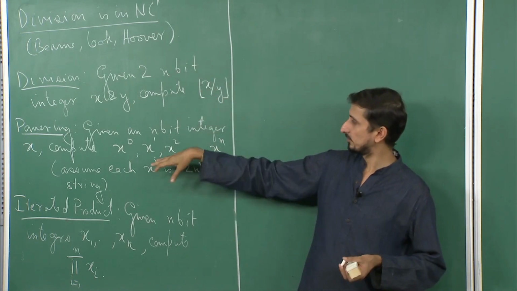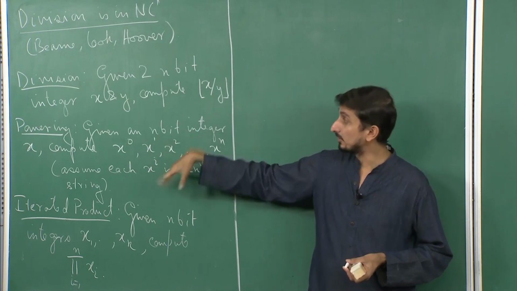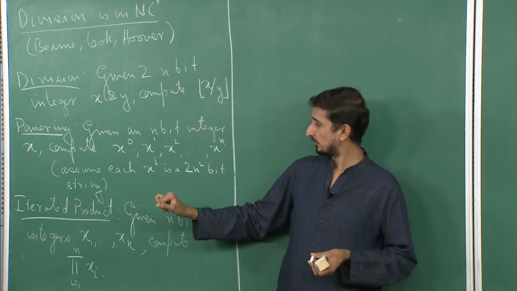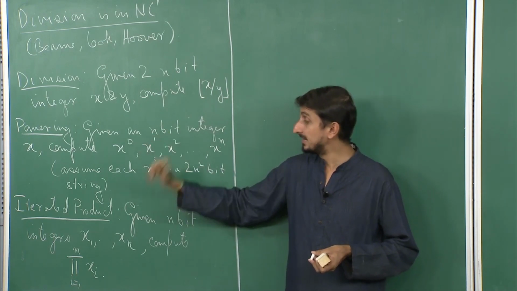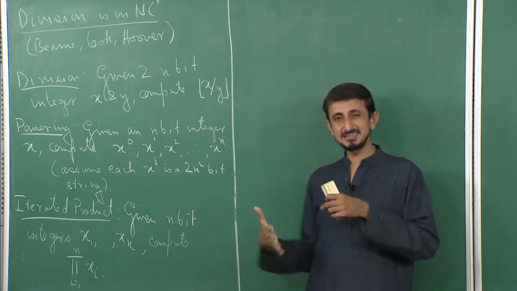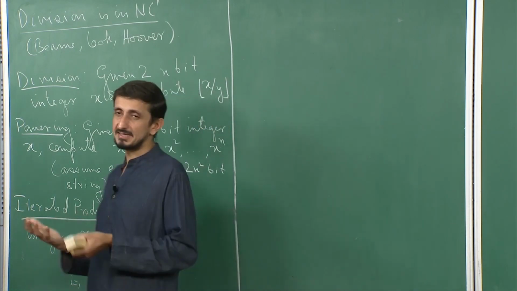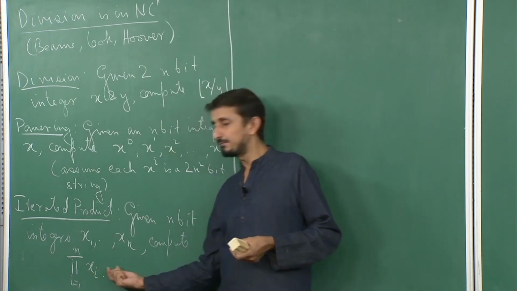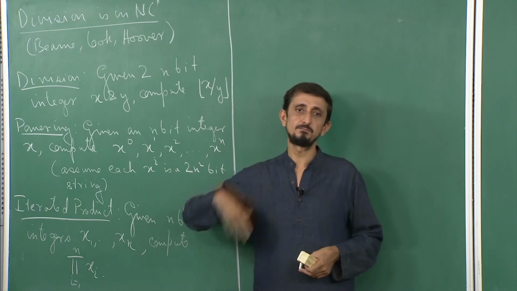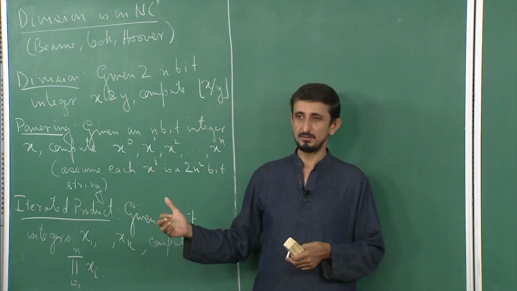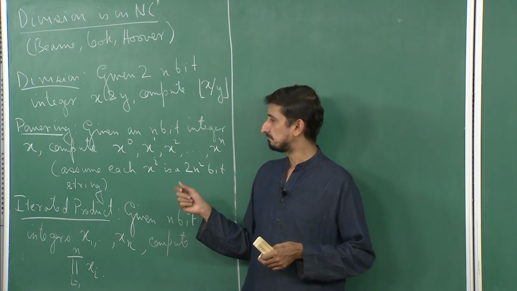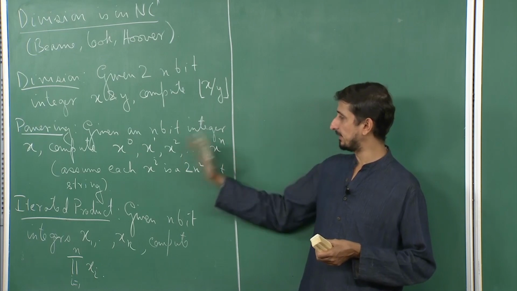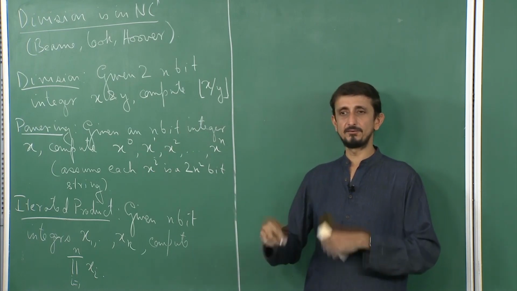We will show that powering also reduces to division, and later on we will show that iterated product also reduces to powering. That is actually quite a non-trivial thing, which says that if I want to compute the iterated product of n bit integers, it is enough to compute powers of some number. Okay. That is maybe not very counterintuitive, but it is a little bit non-trivial, and we will also see that reduction later on.